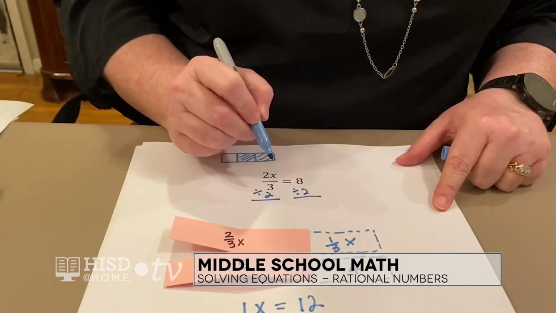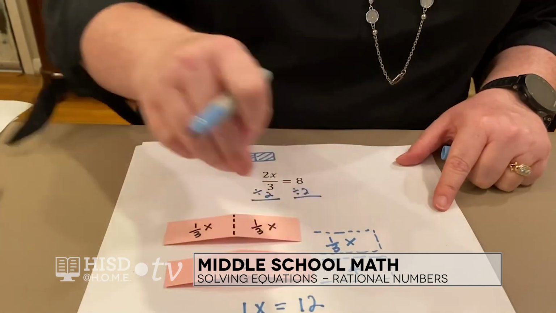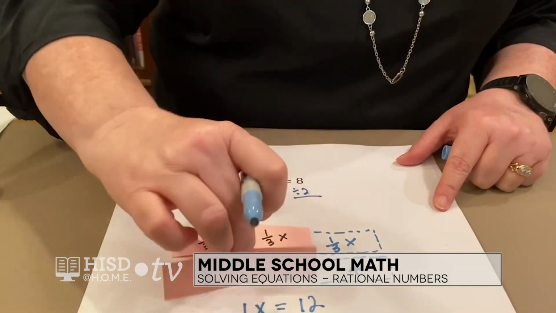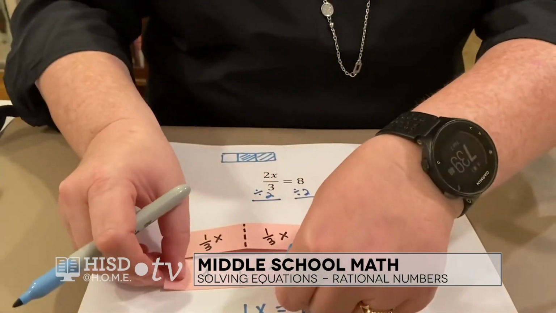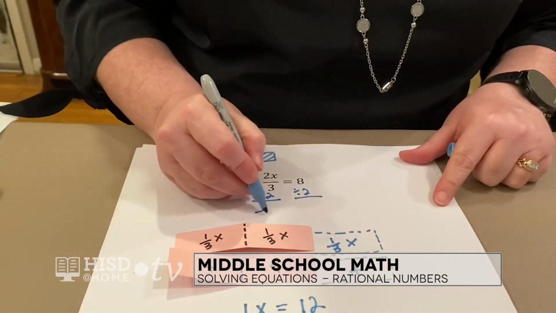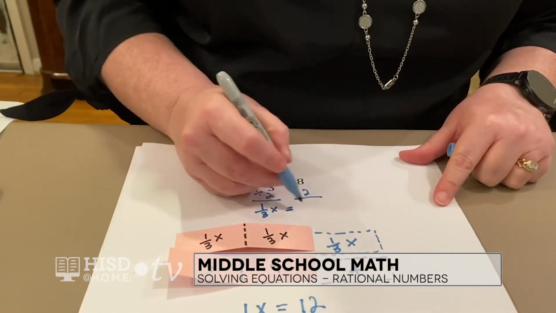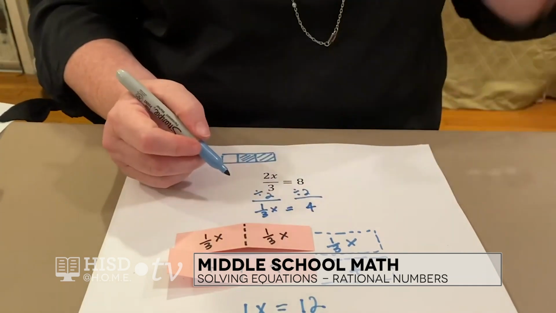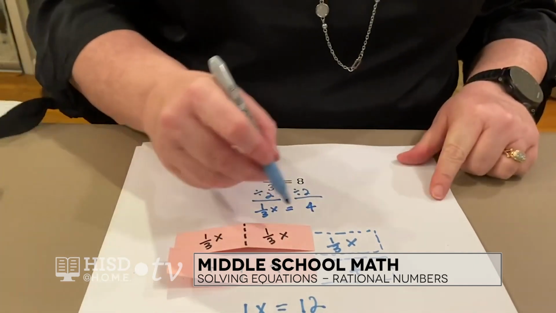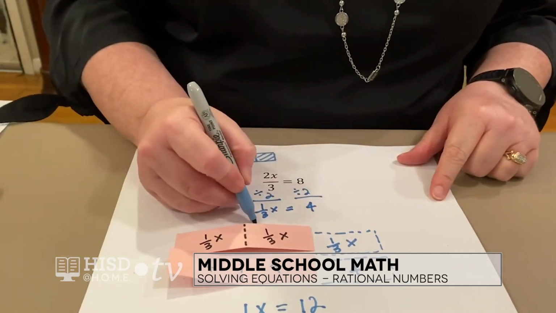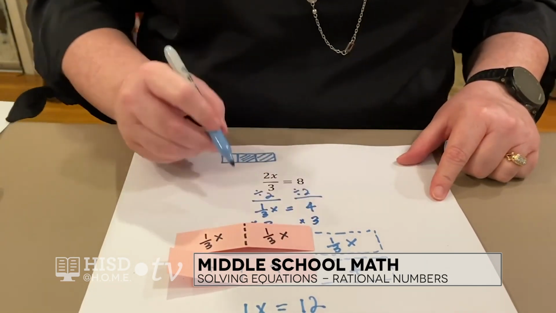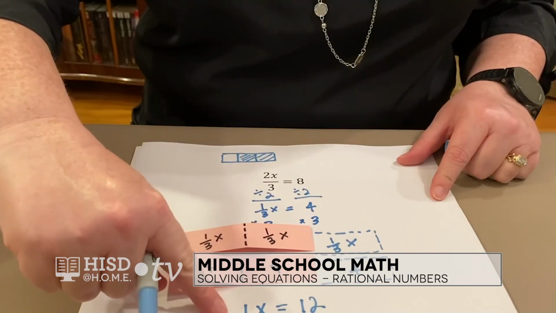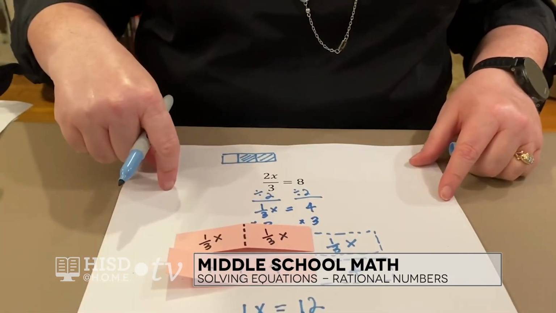And what that gave me was pieces of 1/3 and 4. Gotta get it going the right way. So I have 1/3 x is equal to 4. But I didn't need to know just 1/3. I needed to know how many 3 of them were. So that's why I multiplied by 3. And that gave me 1x is equal to 12.